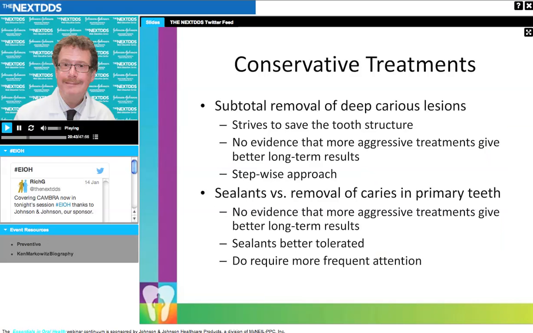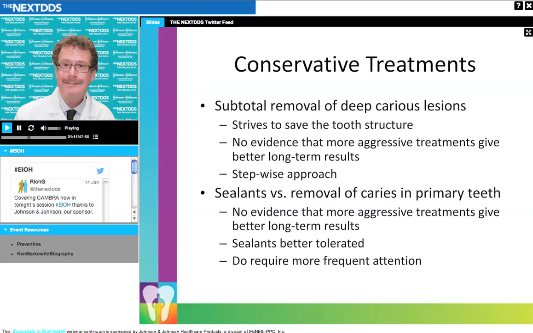So conservative treatment, try to save as much tooth structure. An interesting issue that's come up in the literature is possibly less aggressive surgical treatment of caries, possibly not excavating caries that is right over the pulp, if that would jeopardize a pulp exposure.